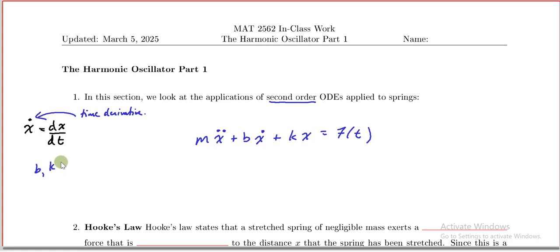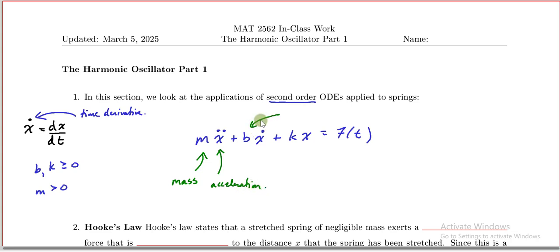Here we assume that b and k are greater than or equal to 0, and that m is greater than 0. Okay, so let's look at the individual components of this model. We have our mass here. Mass will either be measured in kilograms or perhaps slugs if we're using the imperial system. We just said that this is the second time derivative, so this would be acceleration.